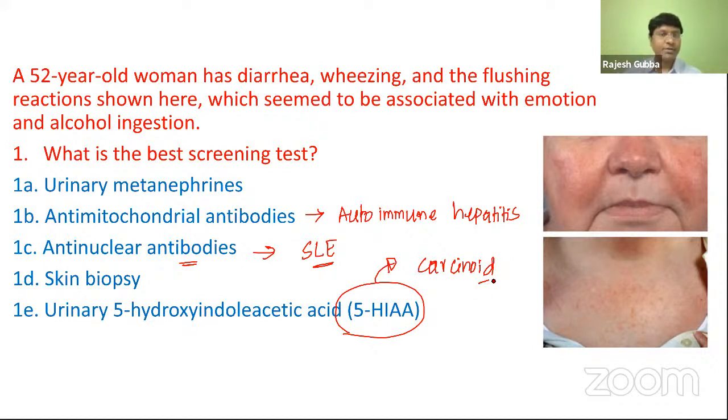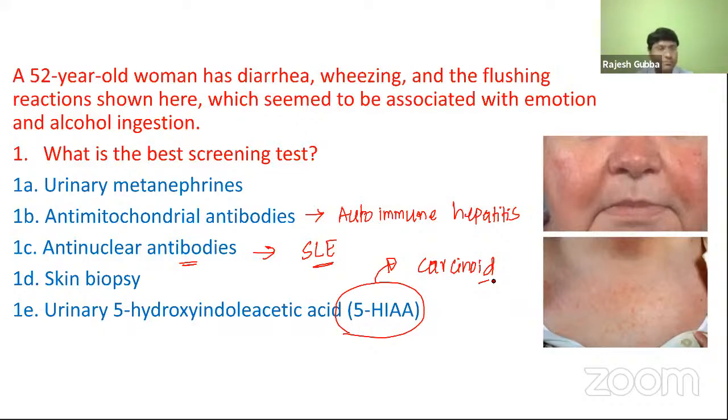So remember now, all that clinical manifestation, whatever is given to you, that is diarrhea, wheezing, flushing reactions, all that points towards your carcinoid syndrome.